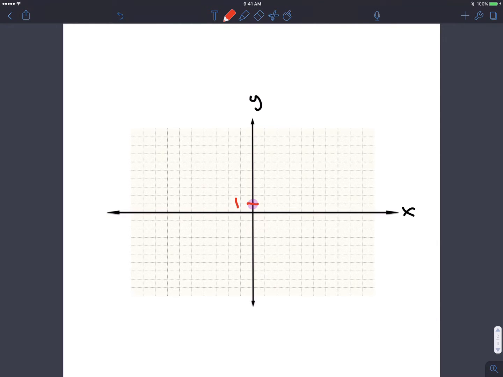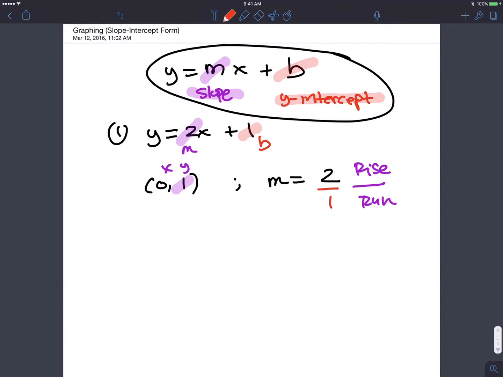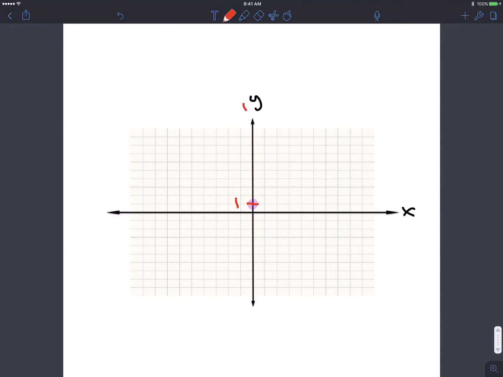We're now going to use our slope to get the next point. Our slope here is 2 over 1. Up 2 to the right 1 because both of these numbers are positive. Up 2 to the right 1 from the y-intercept. 1, 2. Now to the right. This is the location of our next point. We can now draw our line.